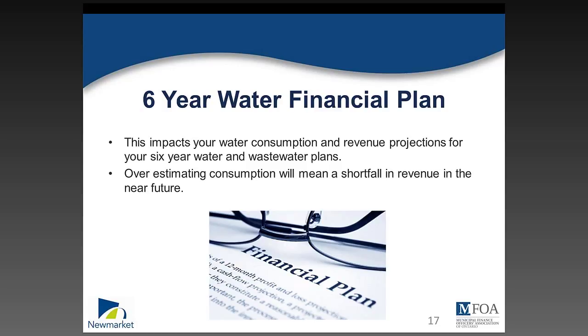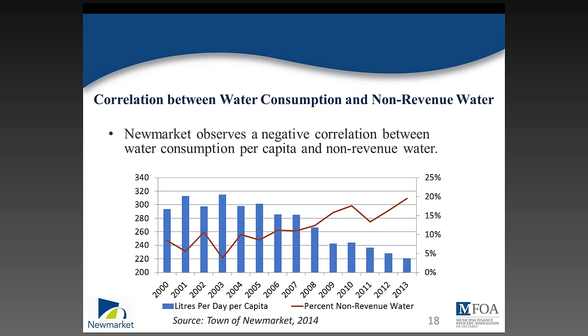The most simple impact of overestimating water consumption is that you won't get the revenue that you have been expecting in your 6-year water financial plan. Newmarket was hit a few years in a row due to low water consumption, and we will be updating our 6-year water plan to not be so optimistic about our revenue. More interestingly, though, as Newmarket's water consumption went down, our non-revenue water doubled over the last 10 years. Over the next few slides, I'll explain why this might be.